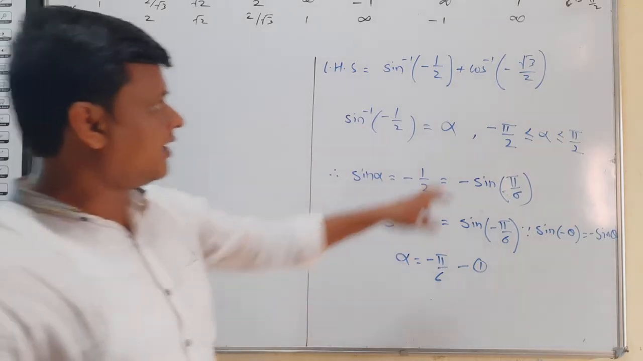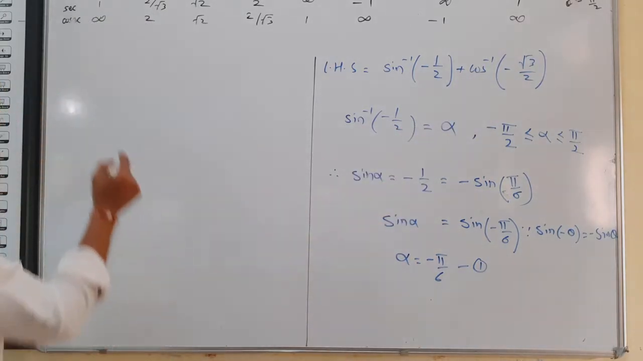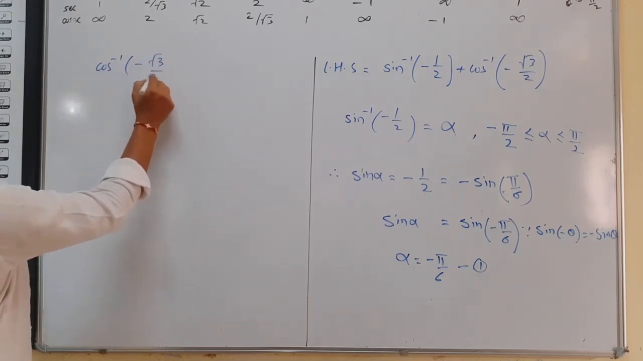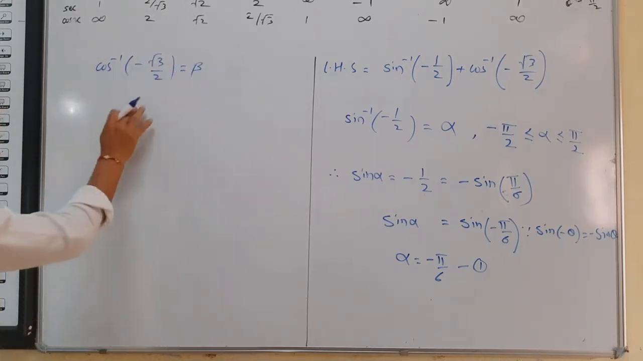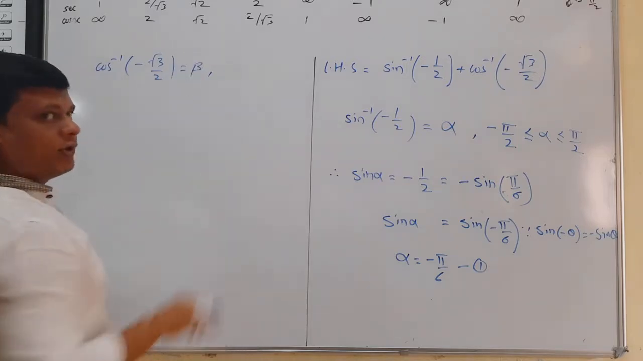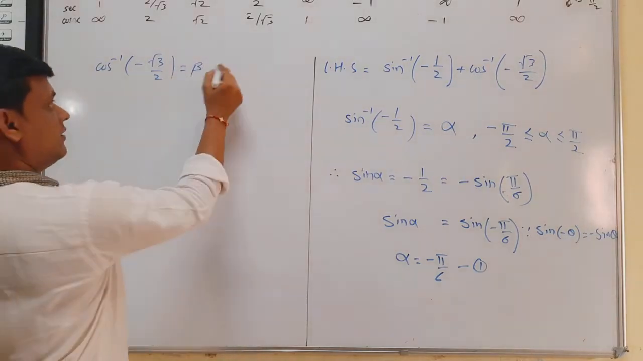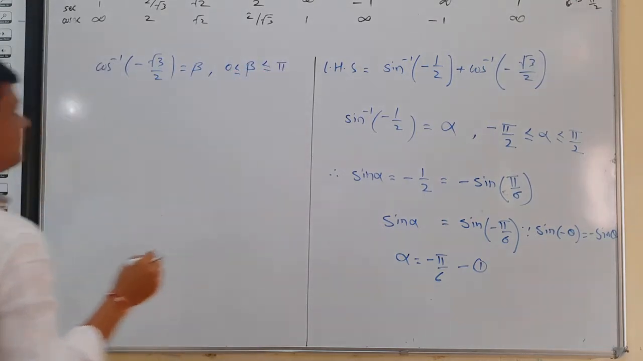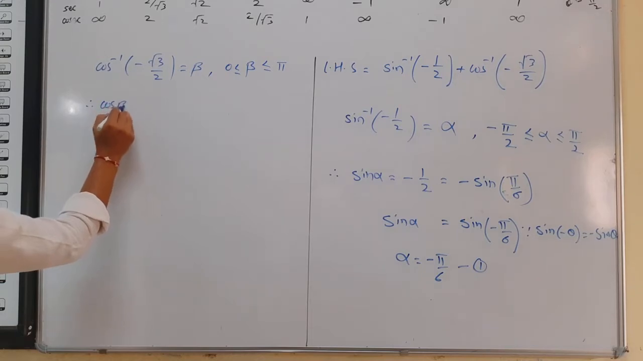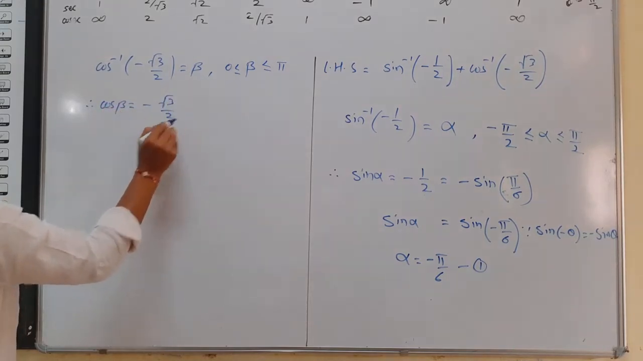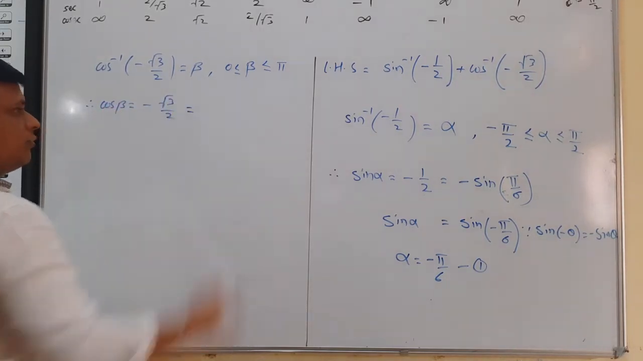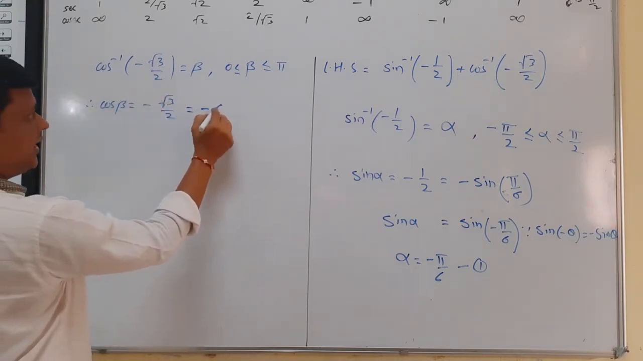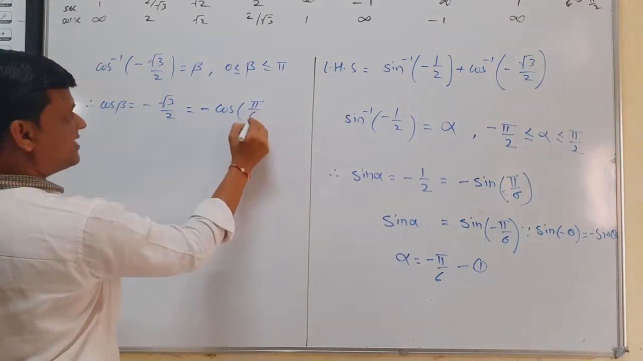Now we find the second value, cos inverse of minus root 3 by 2, which we consider beta, and this beta belongs to the closed interval 0 to pi. So we write 0 less than or equal to beta less than or equal to pi. Therefore cos beta is equal to minus root 3 by 2. We know for the angle 30 degree we get root 3 by 2. So we write cos pi by 6.